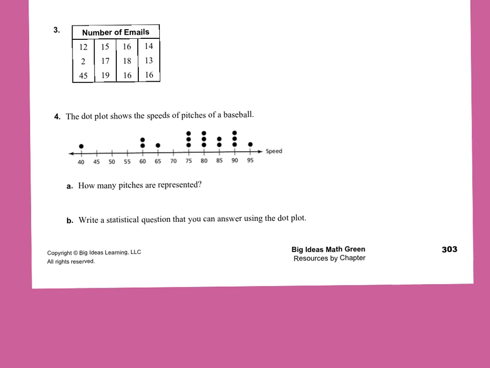And then number 4, the dot plot shows speeds of pitches in baseball. You're going to look at how many pitches are represented, and then write a statistical question that you can answer using the dot plot.